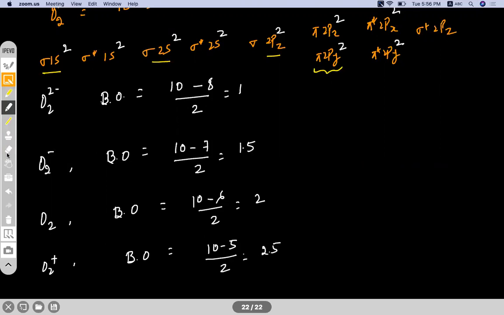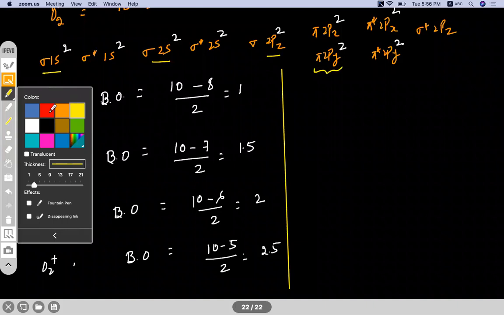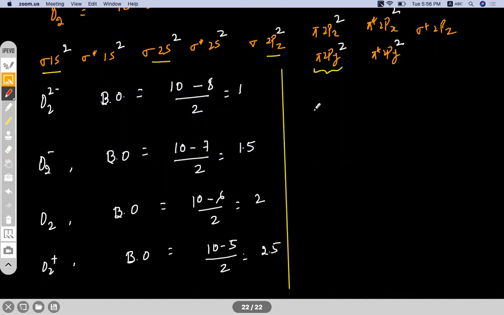Okay. So if I write down the order, this question has been asked many times in NEET and other exams. So this is important here. If I write down the order of bond order here, we have O2 2 minus.